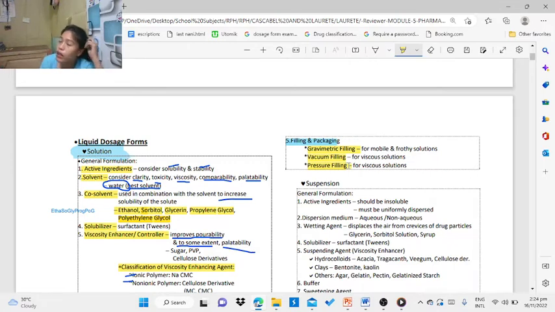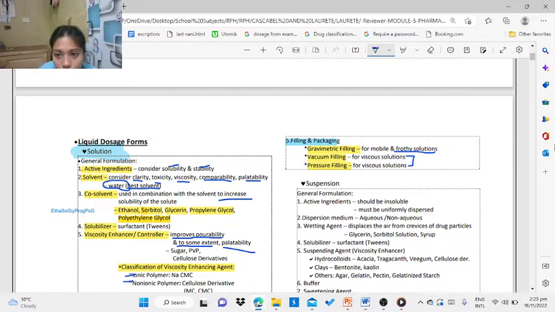Vacuum, pressure. For gravimetry. Pro tip: vacuum is for viscous solutions. Same for pressure and vacuum. Tapos na po tayo. Okay, for suspension next.